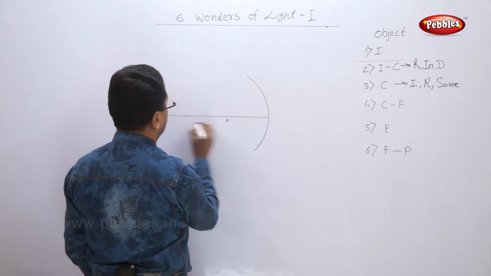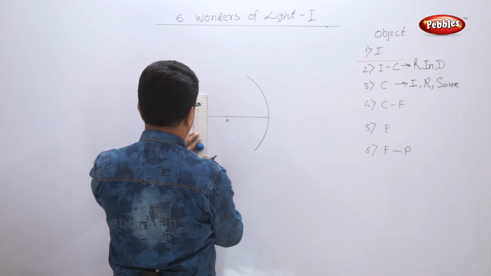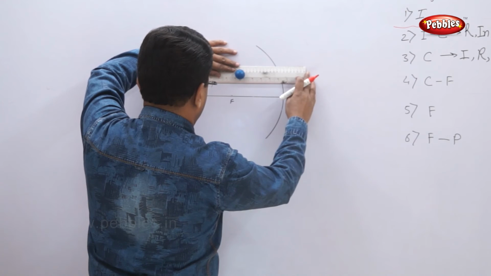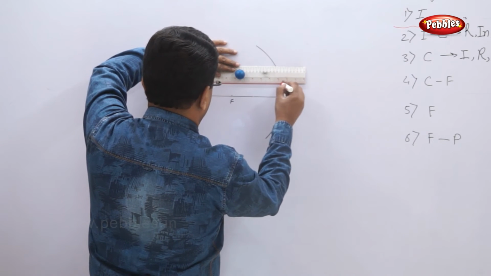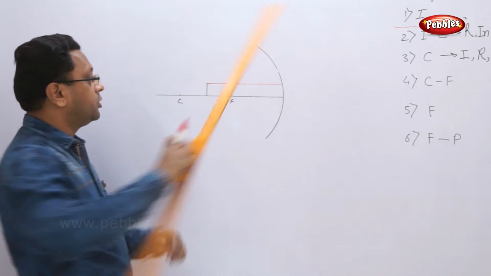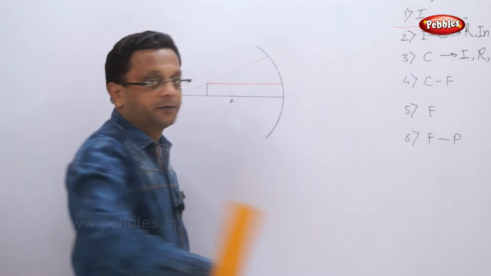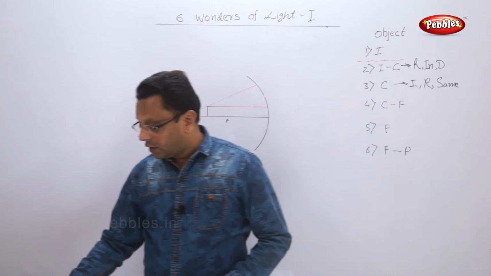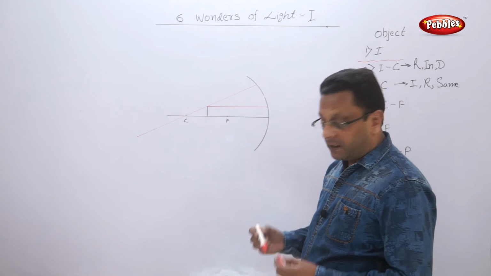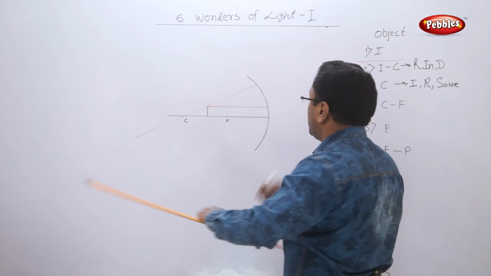So I marked F here and C here. Now the next case is between C and F. I'll take the object somewhere here. Now my one ray will be parallel and another ray will pass through C. Since it is passing through C, it is something like this. The ray which is passing through C will definitely rebound, and the ray which is parallel to the principal axis will pass through F.